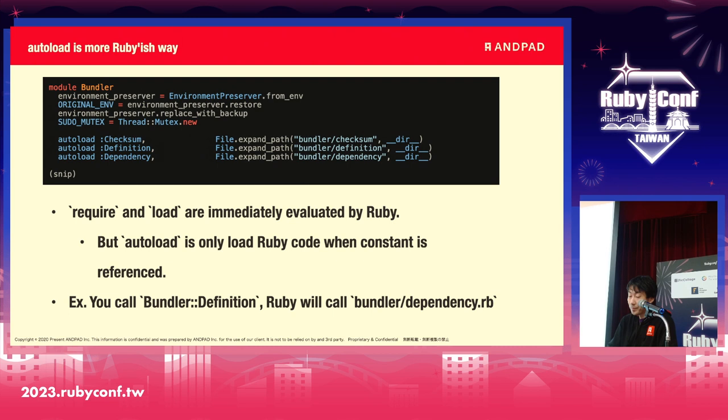It offers the advantage of a smaller footprint compared to require, load, or require_relative. Since Bundler is a large code base, using require would result in slow boot time. autoload takes care of this load time. On the other hand, if you need to load all of the code at boot time to improve execution time, you should use require, not autoload.